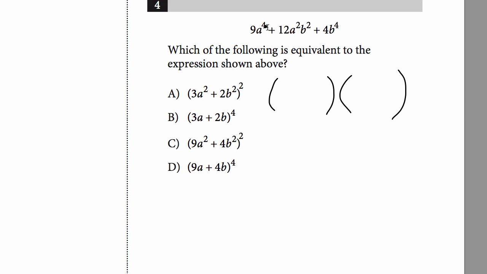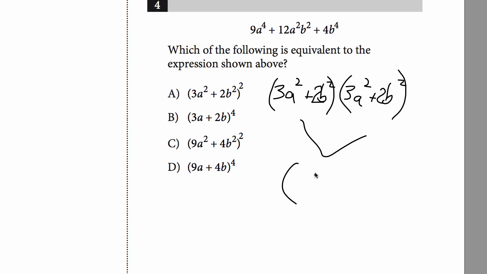How do you get an a to the 4th? Well, it's going to be an a squared times an a squared. And how do you get a b to the 4th? That's a b squared and a b squared, right? And all the signs inside are positive. How do I get a 9? Well, it's going to be 3 times 3. How do I get a 4? 2 times 2. So you want something like this, 3a squared plus 2b squared, 3a squared plus 2b squared, and you got 2 of them, right? So that's really 3a squared plus 2b squared, and the whole thing squared. And that's it.